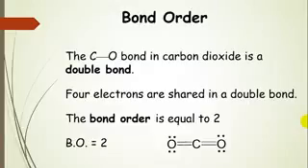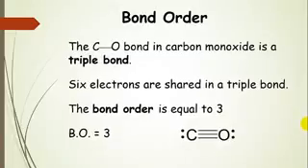Now, carbon dioxide has double bonds. And so here we have carbon bonded to oxygen with a double bond. That's 4 electrons being shared, and the bond order is 2. All right, a carbon-oxygen bond in carbon monoxide is called a triple bond. And 6 electrons are shared, and the bond order is equal to 3.